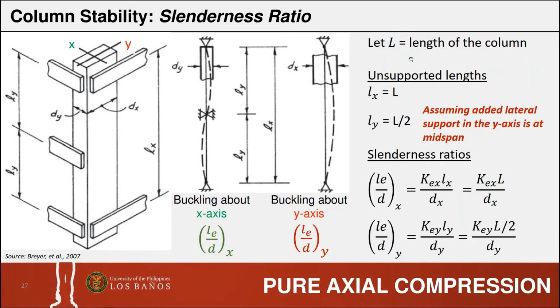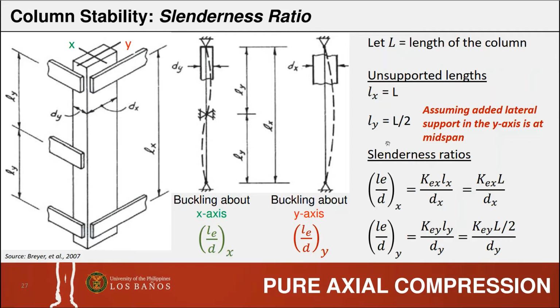We have a variable L, which is the length of the column, and we need to solve for the unsupported lengths. For the x-axis, since there is no lateral support along the x-axis, the unsupported length is the length of the whole column.